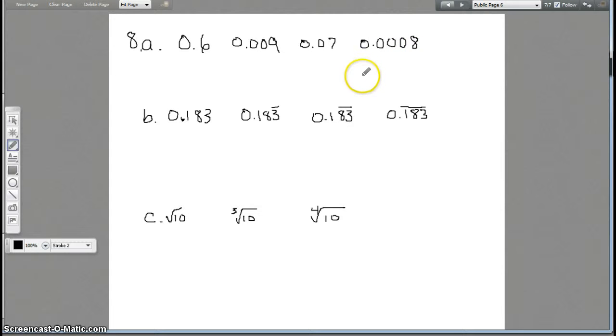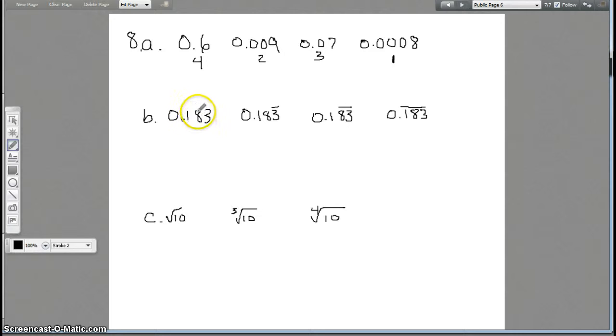Which one of these is our smallest number? That's going to be 0.0008. The next smallest one is the one that has our first non-zero digit farther out. That's going to be 0.009. Then we have 0.07, and then we have 0.6.